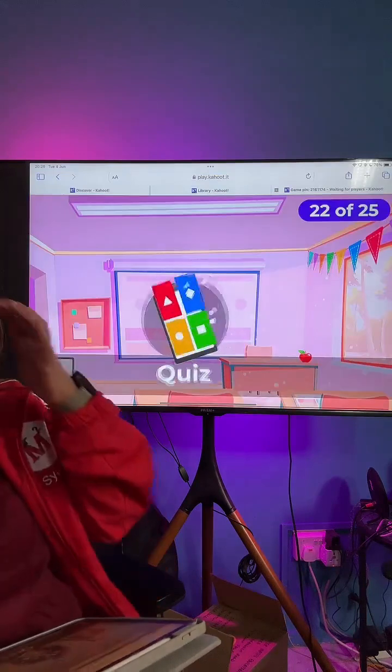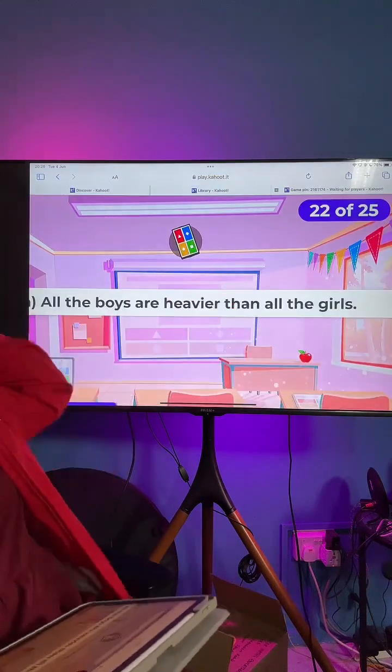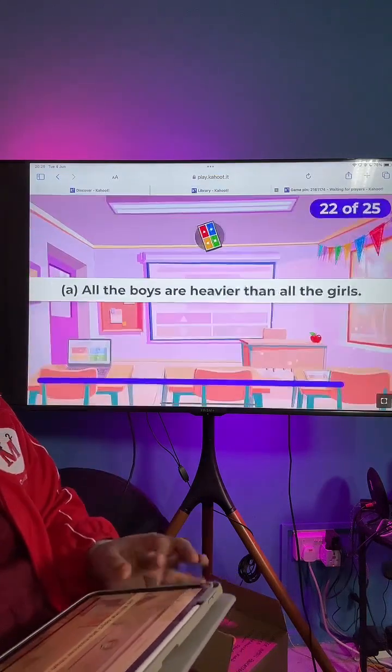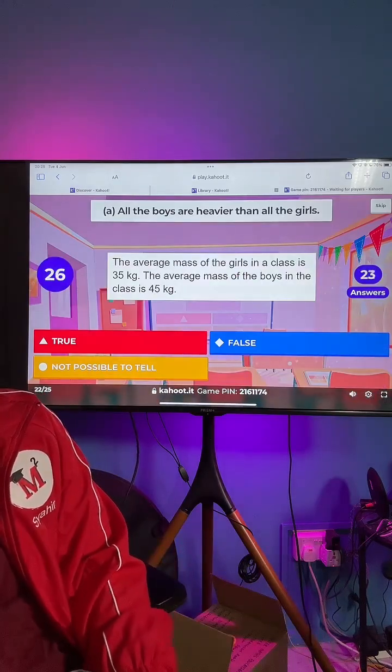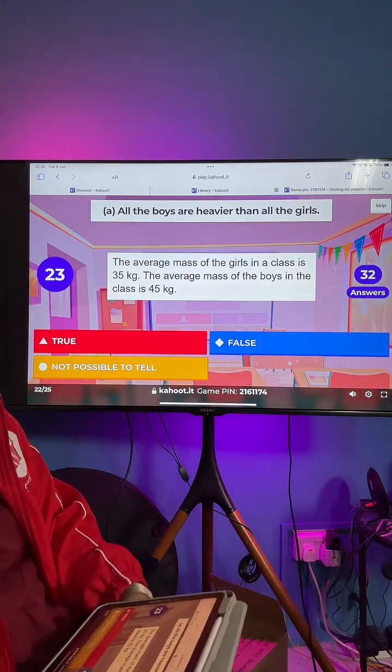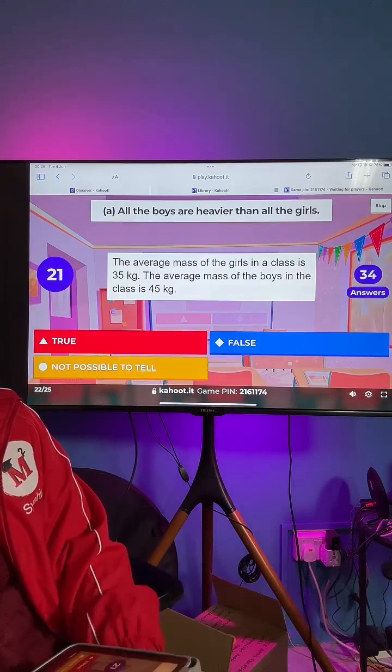Okay, next one. Part A. All the boys are heavier than all the girls. This one, true, false, or not possible to tell. The average of the girls is 35, average of the boys is 45.